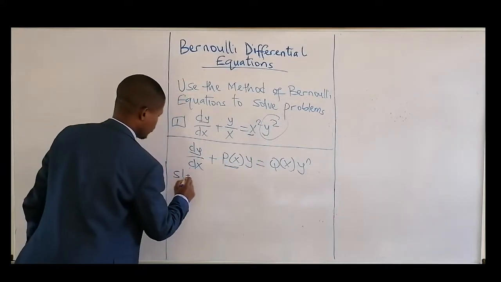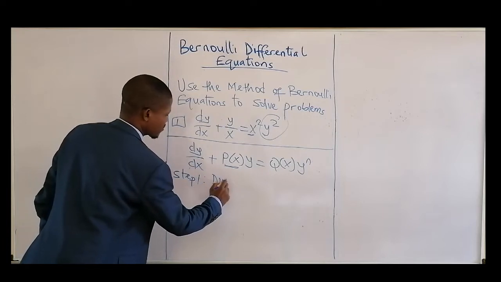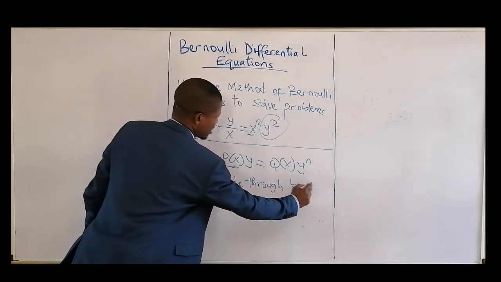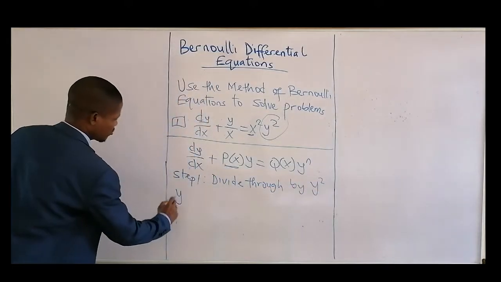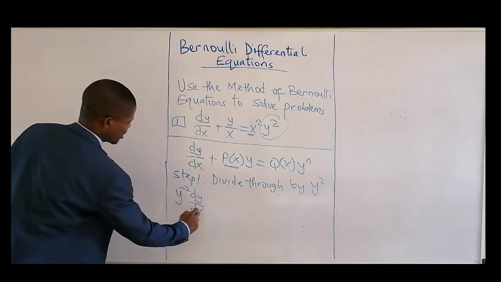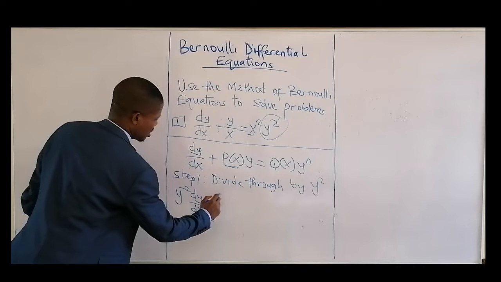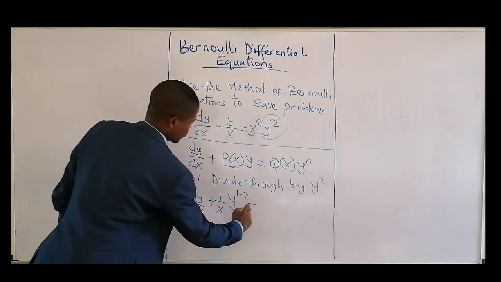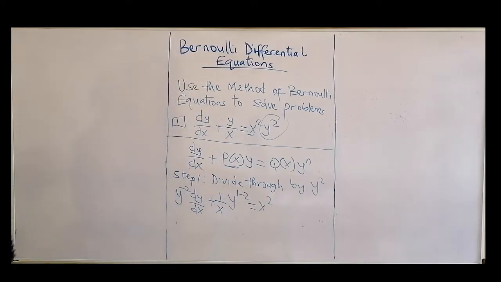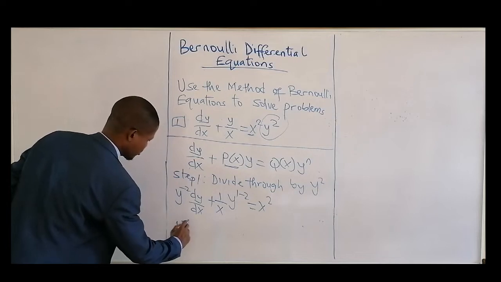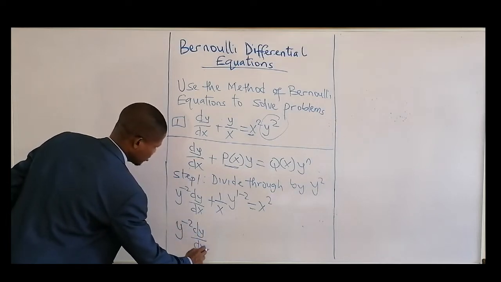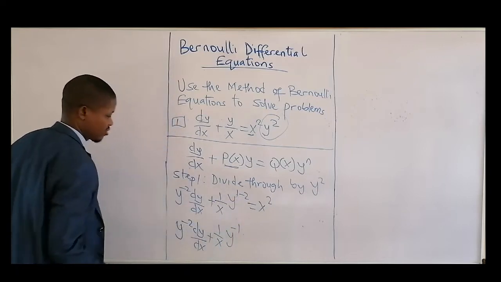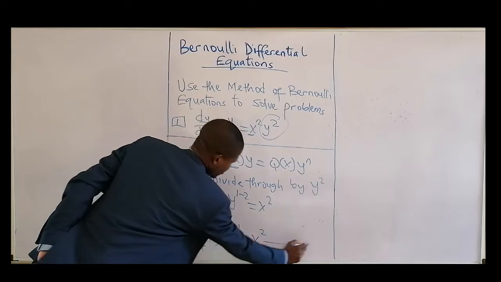So step one: divide through by y squared. That will be equal to y^-2 dy/dx, then plus 1/x times y to the power 1 minus 2, which is y^-1, equals x squared. Then the next thing to do: y^-2 dy/dx plus (1/x) y^-1 equals x squared, since 1 minus 2 is minus 1. Call this one equation 1.